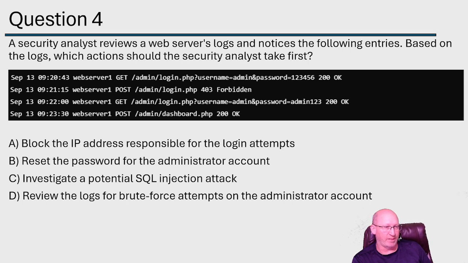And then 45 seconds later, we see admin login. We see username admin, password admin123, another popular password. And we see 200 OK, and they were able to get access to our system. Who has their password set as admin? Okay, definitely an issue. Definitely an issue.